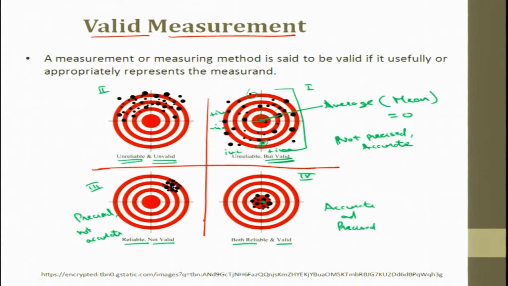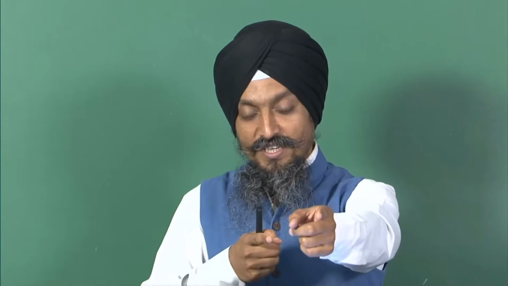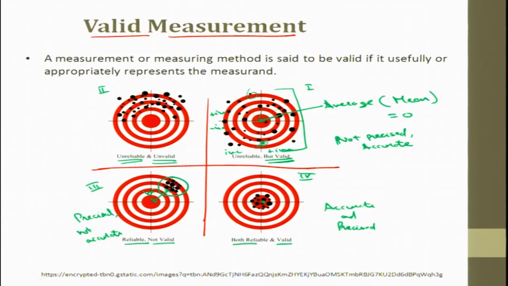In quadrant number 3, the kind of error that is there is a systematic error. Whatever the values are, they are all on the right hand side. If someone is targeting this, it has to just come below 45 degrees towards the left and it will come to the center. So this distance is our bias. But in quadrant number 2, we cannot work much. This is neither accurate nor precise. So the data has to be valid.